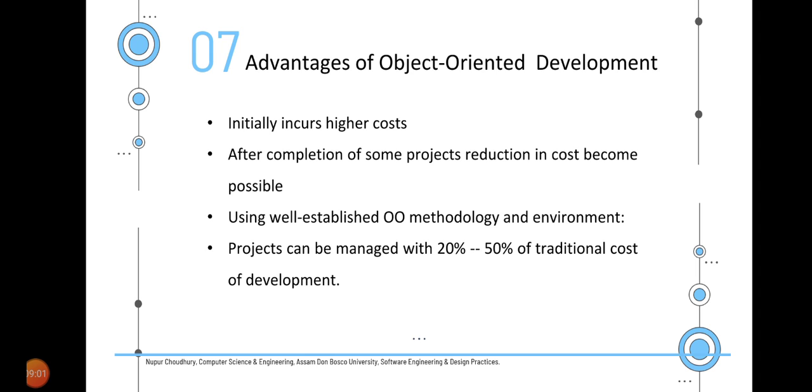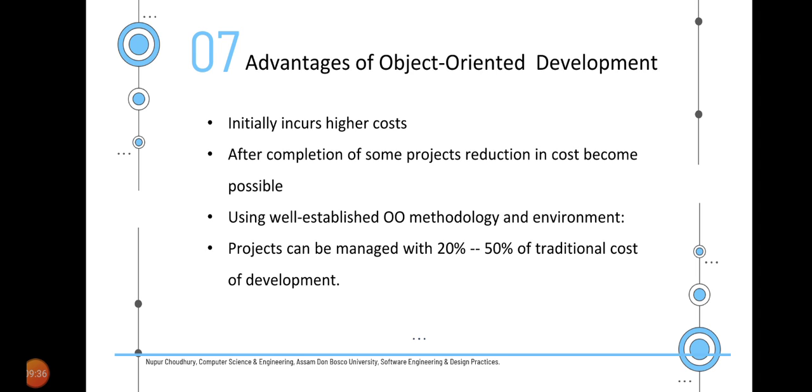reduction in cost becomes possible because we can reuse the design and codes. Also, we have well established object oriented methodology and environment which are already tested and proven for better productivity. So projects can be managed with 20% to 50% of traditional cost of development. So after a project is developed, it can be managed and maintained with just half of its development cost.